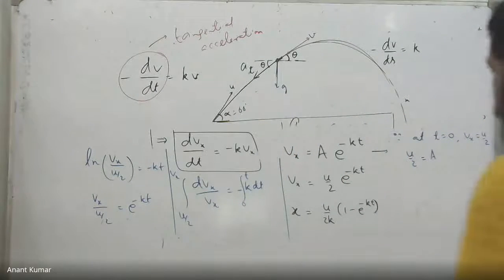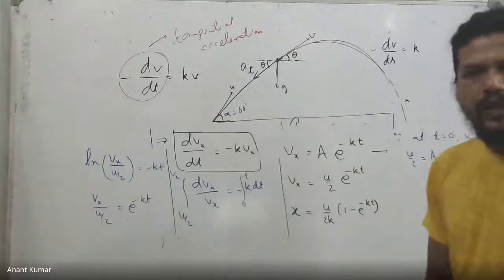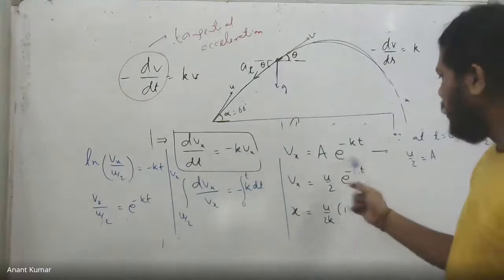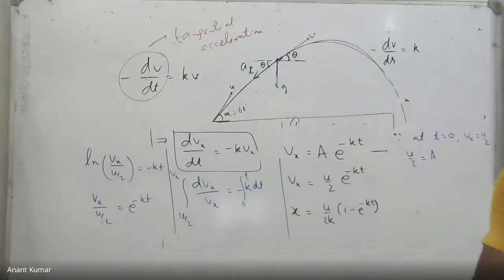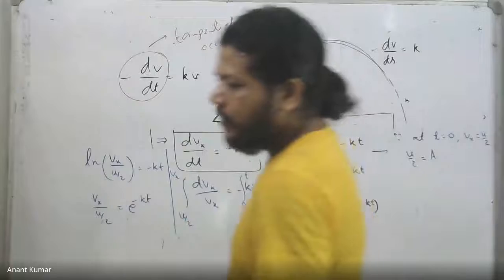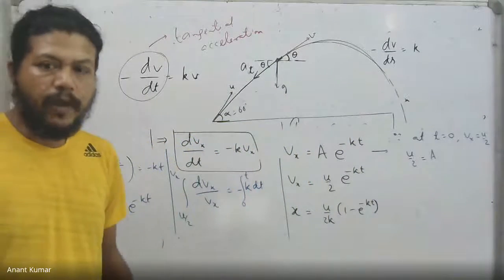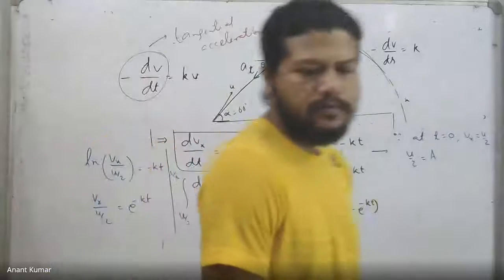No problem, forget about that. Anyway, the point is that we can actually obtain x, the displacement along the x axis, by integrating this one. When you differentiate, you multiply, but when you integrate, you have to divide by the factor. E raised to mx integrates to e raised to mx by m.